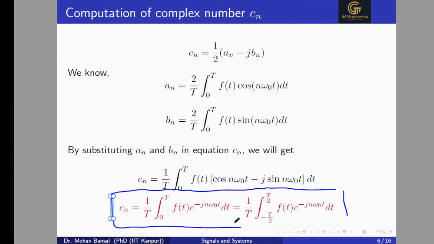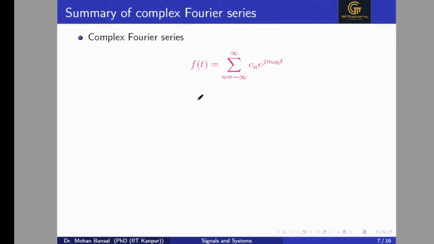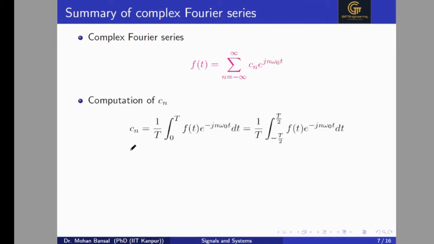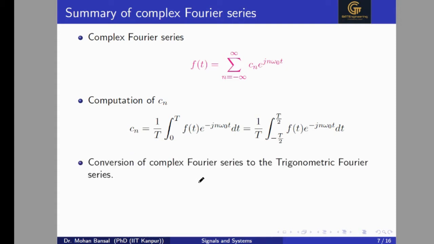So this cn is the integration of f(t) e to the power minus j n omega naught t for a period, divided by the fundamental period. Now, summarize it. What is the summary of the complex Fourier series? The function f(t) can be represented by the complex Fourier coefficients, and the complex Fourier coefficient can be computed by the integration of f(t) e to the power minus j n omega naught t for a period divided by T. And we can also convert the complex Fourier series to trigonometric Fourier series. This is the whole summary that we have seen.